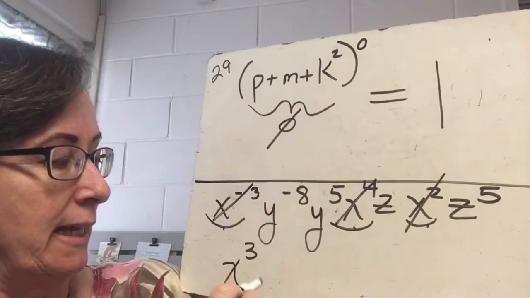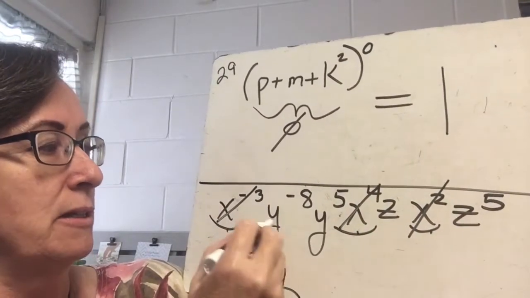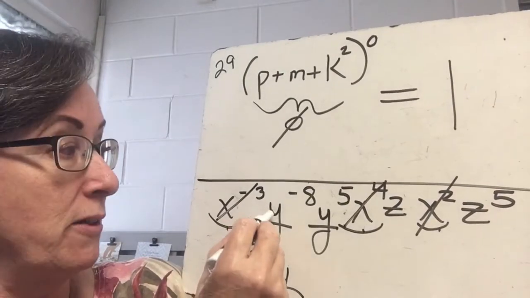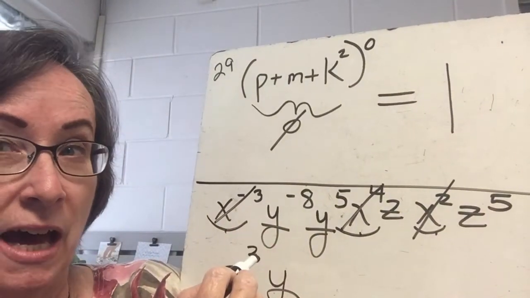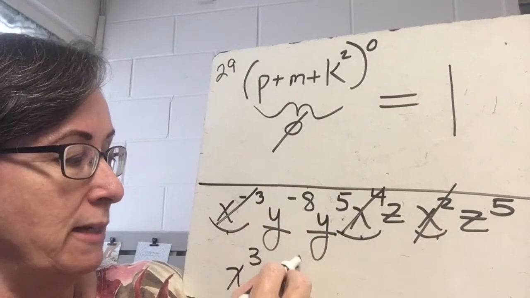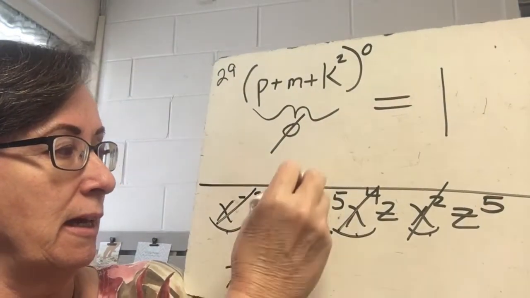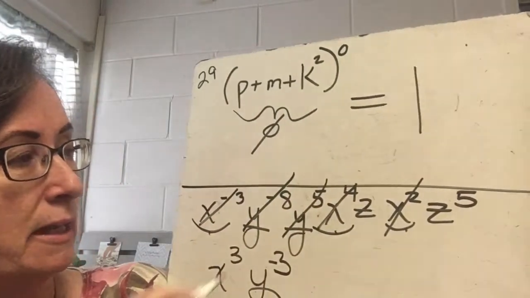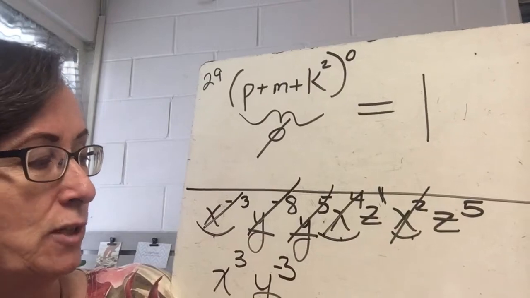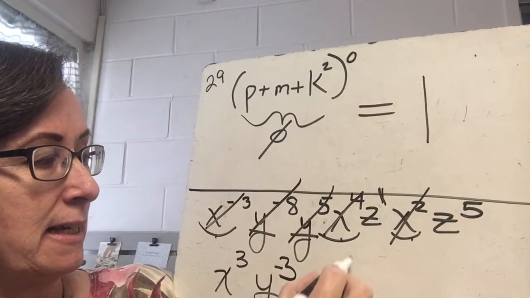So now we're going to take care of all the y's. So we have y, y, and that's all the y's. So y to the -8 times y to the 5. -8 plus 5 is -3, so y to the -3. And those go out. And then we have a z, which is a z to the 1, times a z to the 5, which is a z to the 6.